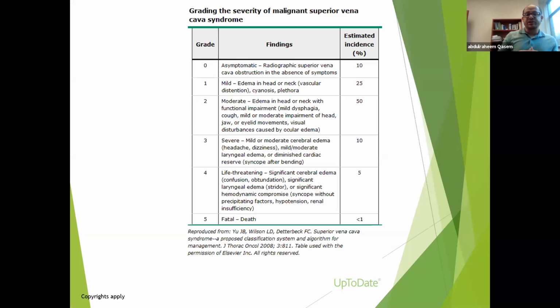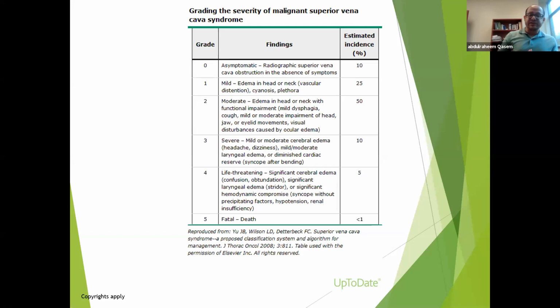In grade 2, which is moderate, you will see more swelling in the head and neck area. There is some functional impairment like dysphagia, cough, some difficulties with jaw movement or eye movement, and some visual changes caused by ocular edema. So you see some changes there. In severe cases, or grade 3, the unique part is cerebral edema. So the patient will have headache, dizziness. They may have some mild to moderate laryngeal edema. Also syncope after bending is another symptom.